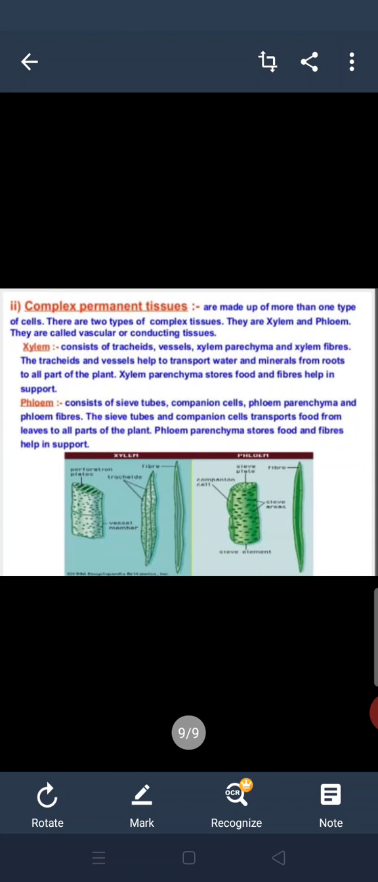Now, second plant tissue is complex permanent tissues. These are made up of more than one type of cells. There are two types of complex tissues. They are xylem and phloem. They are called vascular or conducting tissues.